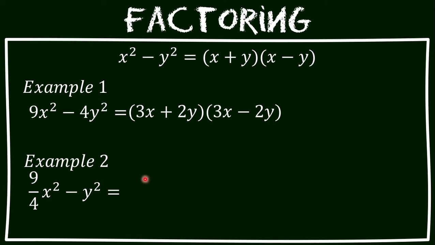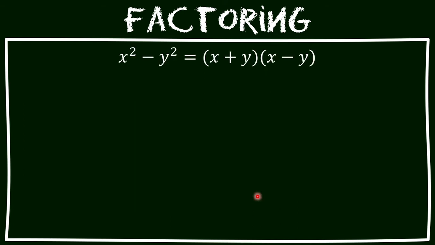For example number 2, we have 9 over 4 x squared minus y squared. How are we going to get this? The square root of 9 fourths x squared is 3 halves x. And the y squared, of course, is y. If we follow this form again, the answer will be 3 halves x plus y times 3 halves x minus y.